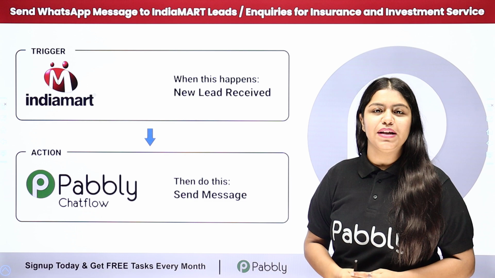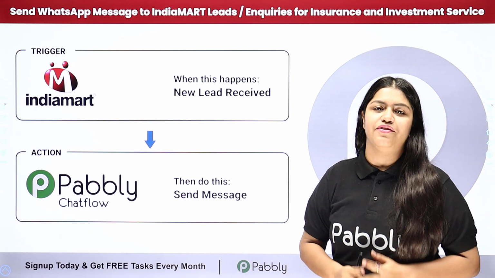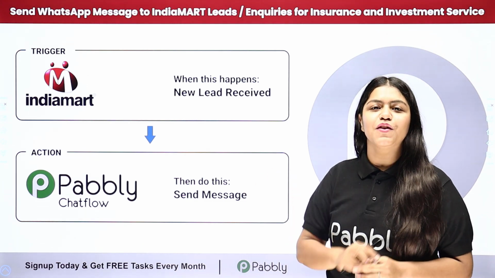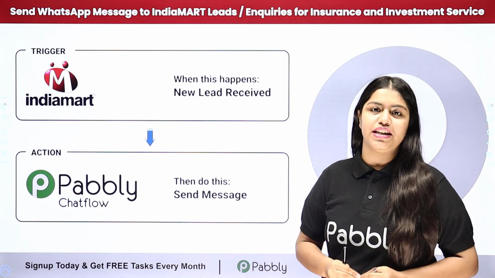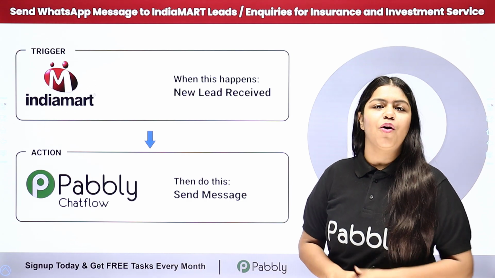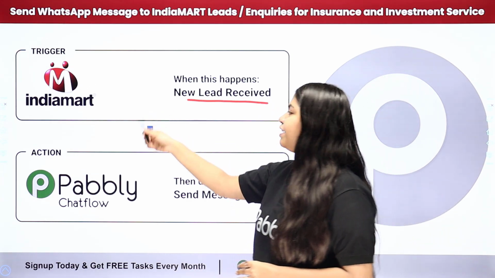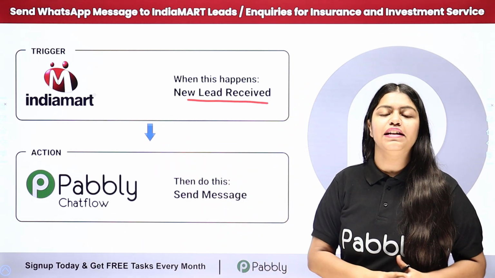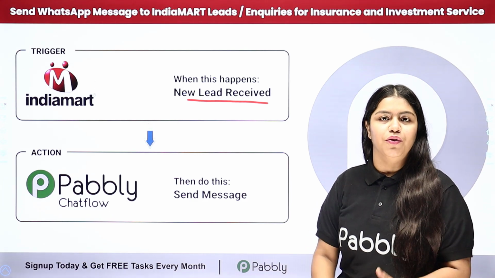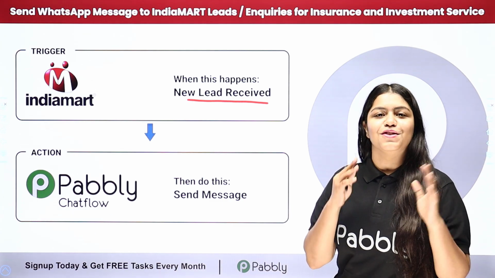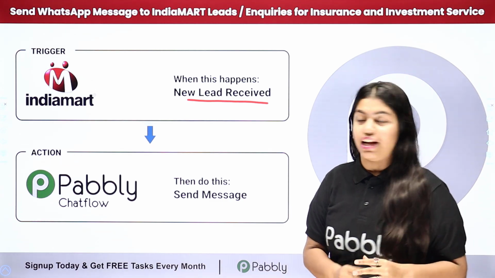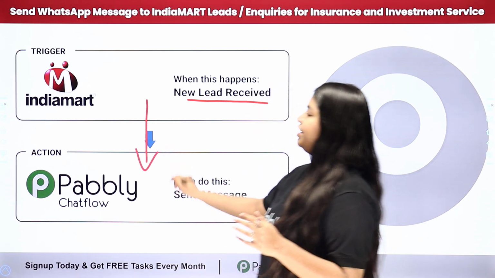So over here I'm running a business related to insurance and investment services, and we also use IndiaMART to gather the details of our leads and get more inquiries for our business. So now what I want is that as soon as we receive a new lead through IndiaMART, an automated WhatsApp message should be forwarded to that same lead so that we can follow up quickly. To do this, we are simply going to create a connection between IndiaMART and Pabbly chat flow.